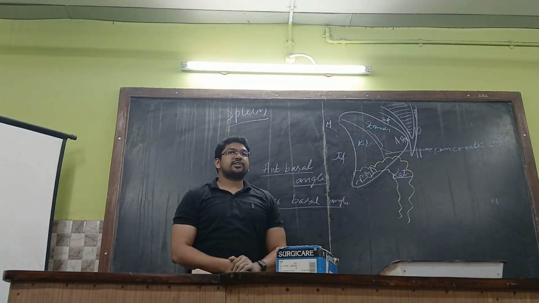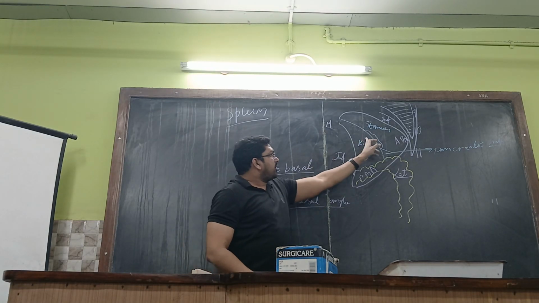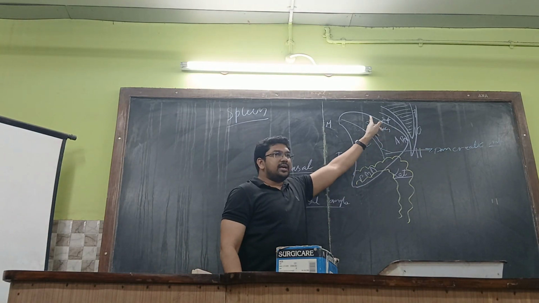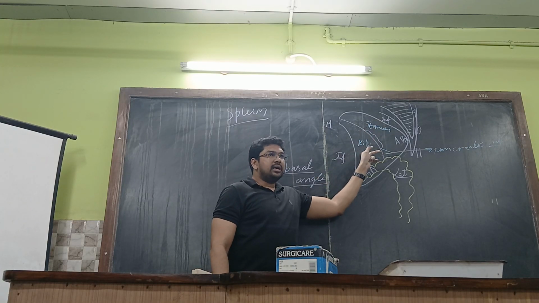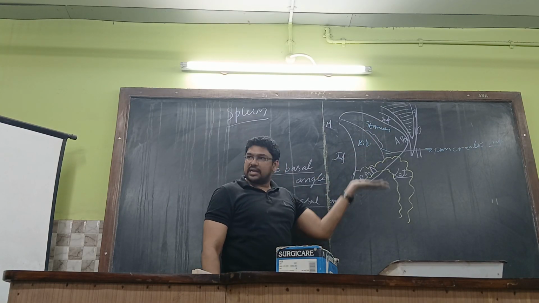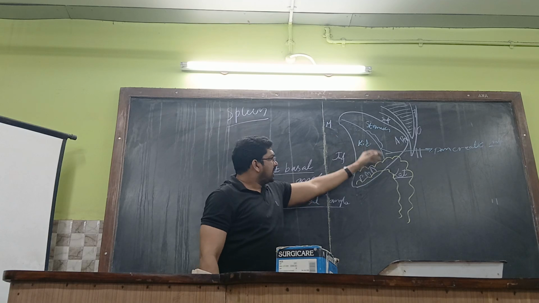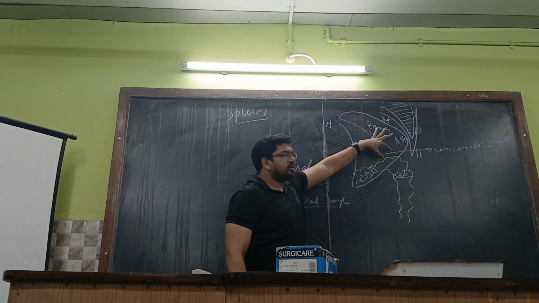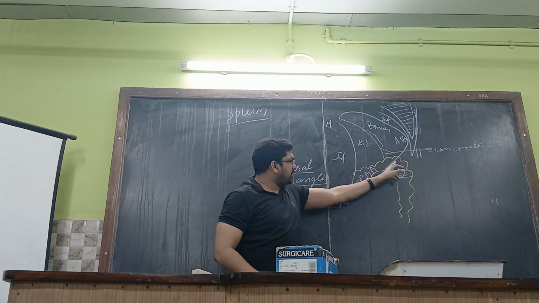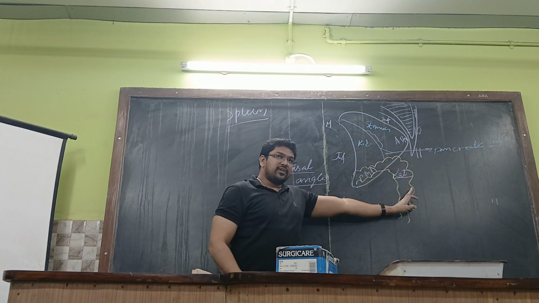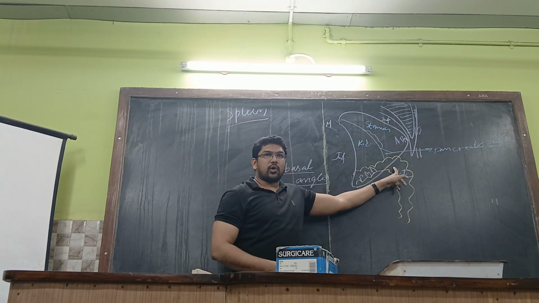See here, what are the impressions on the visceral surface? Above the intermediate border will be the stomach, the fundus of the stomach. Below the intermediate border will be the kidney, the anterior and upper part of the kidney. And just in front of these two impressions, there will be the tail of the pancreas, or the pancreatic impression. Even below will be the colic flexure. Which colic flexure? Left colic flexure.